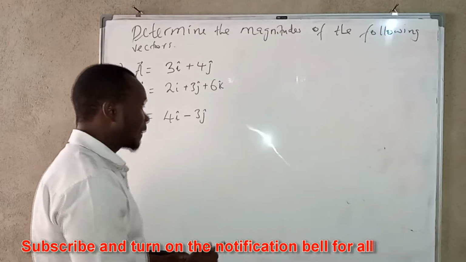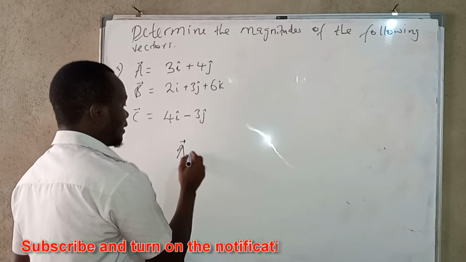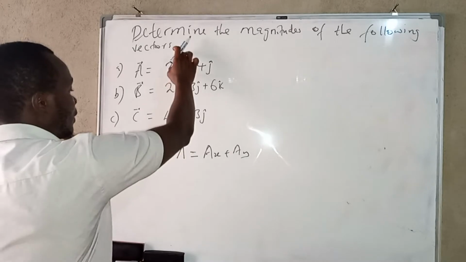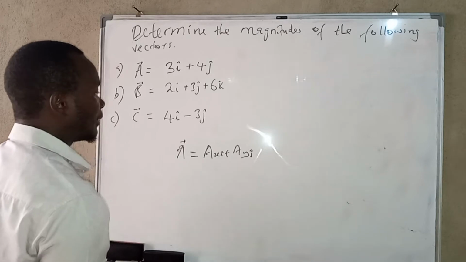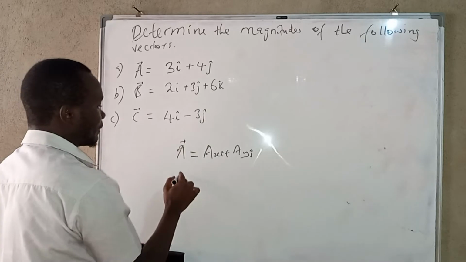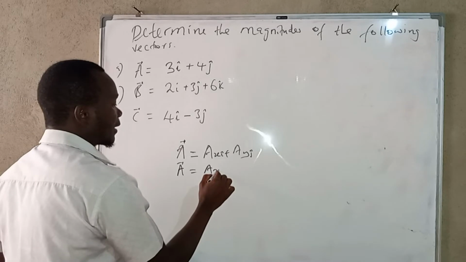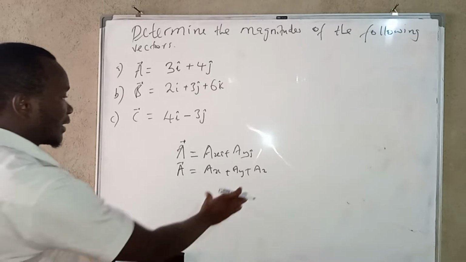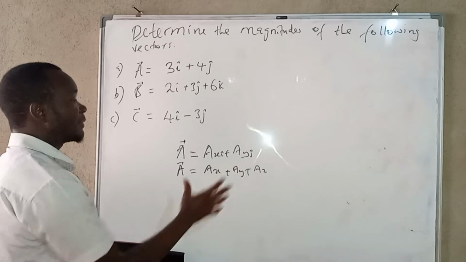Just as we begin, a vector such as A is given by its components, ax plus ay. Of course, we know that this shows the direction, so this is in x, then this is in y. Then in 3D, A is equal to ax plus ay plus az. That is in three-dimensional vectors, or in 3D.